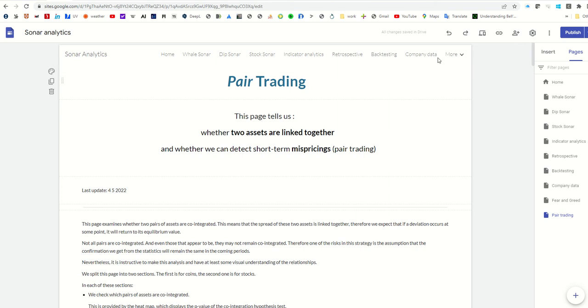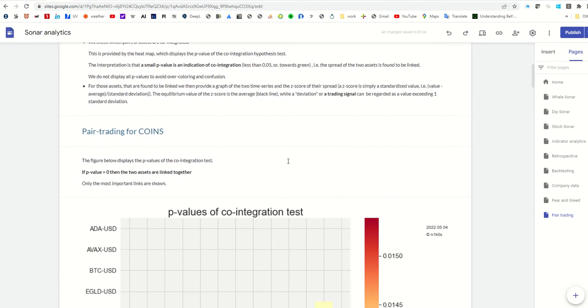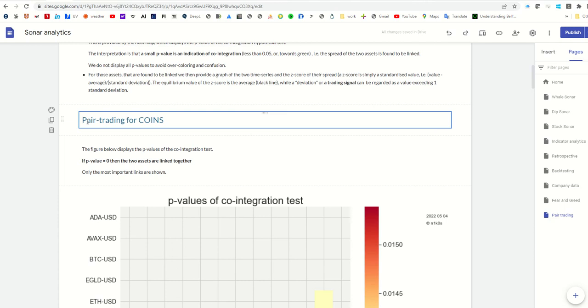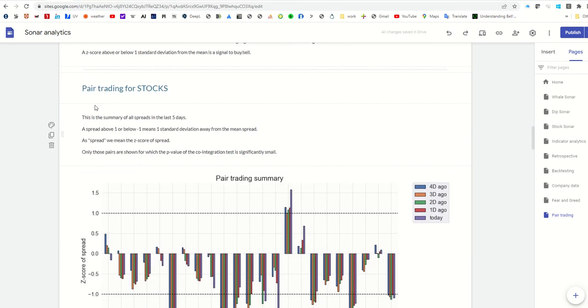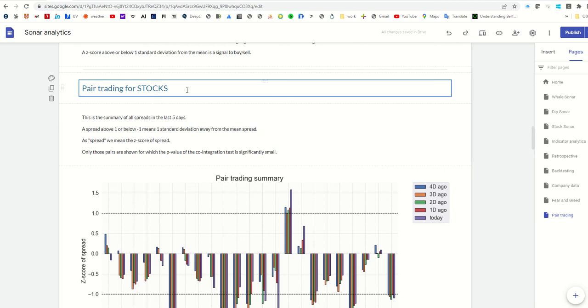I wanted to make a quick video to explain a couple of things I've added or I've seen on the pair trading tab. If you go to the site and under the tab pair trading, you have two sections. The first section is dedicated to pair trading about coins, and the second section is pair trading about stocks.